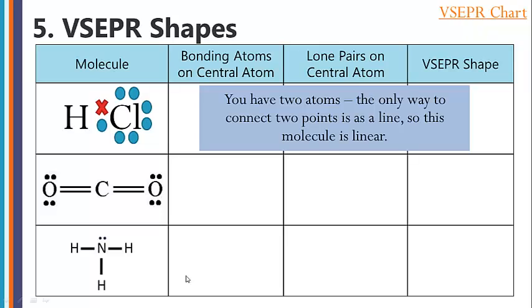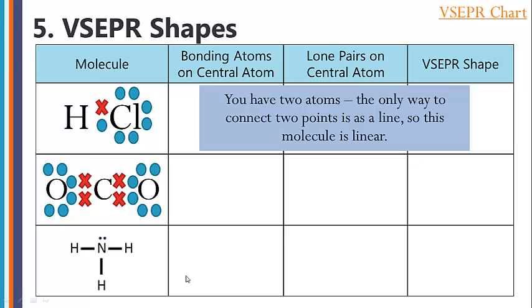Next I've got carbon dioxide. So in these double bonds there's 4 electrons from each. So my central atom is carbon, and it's got no lone pairs, and 2 atoms are bound to it, the 2 oxygens, which if we check on our VSEPR chart corresponds to a linear shape.